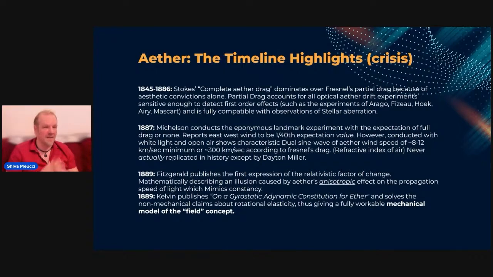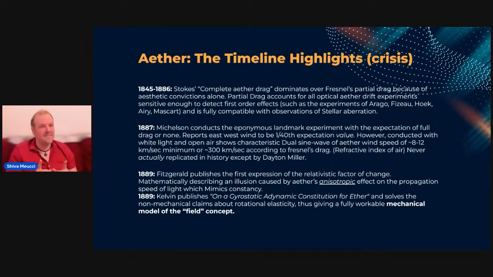Now, I'm putting emphasis on things here because it's very important to understand how it was that he reported the paper, and I really recommend that people go back and read the original paper and look at the actual data and plot it themselves. However, he conducted this experiment with white light and in open air, and these things are both very important. And what it did show was a characteristic dual sine wave of results. It was not random. It was not a random plot. It was a dual sine wave, exactly as would be expected of an ether wind.